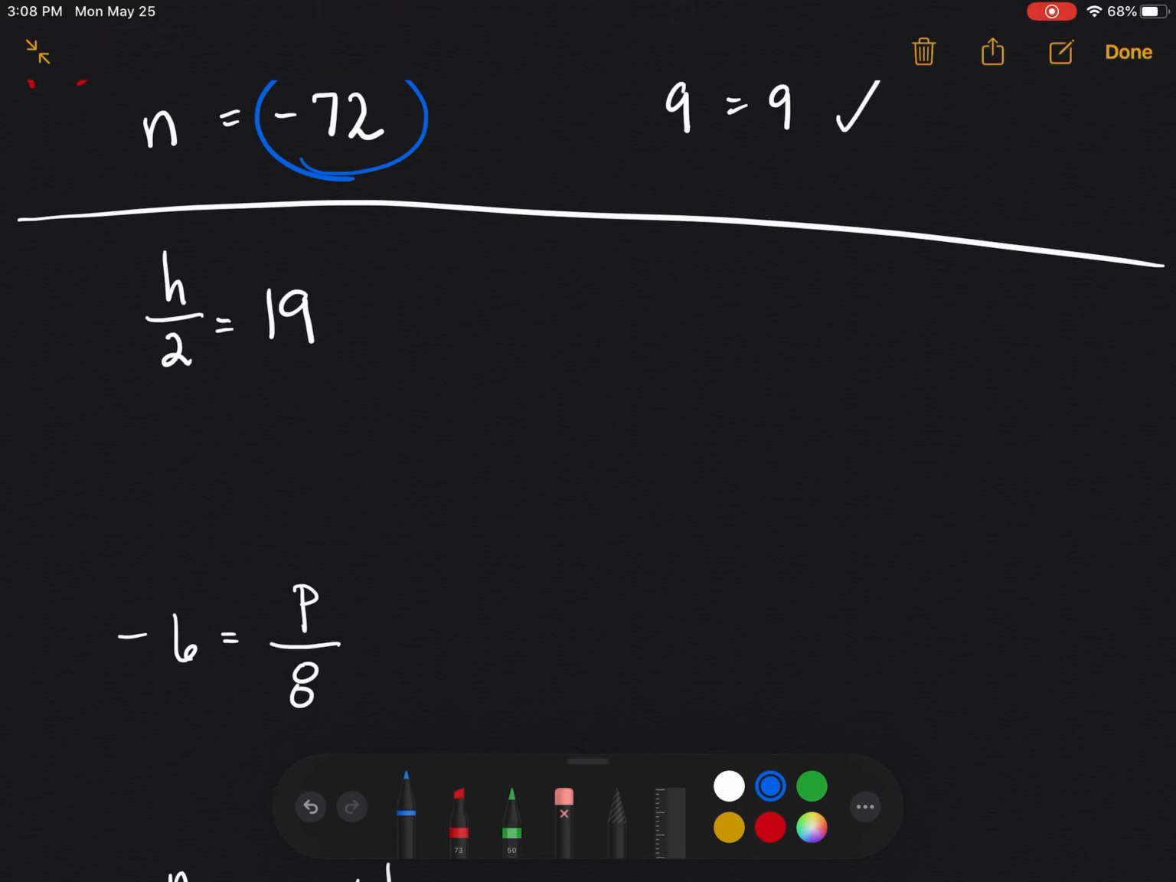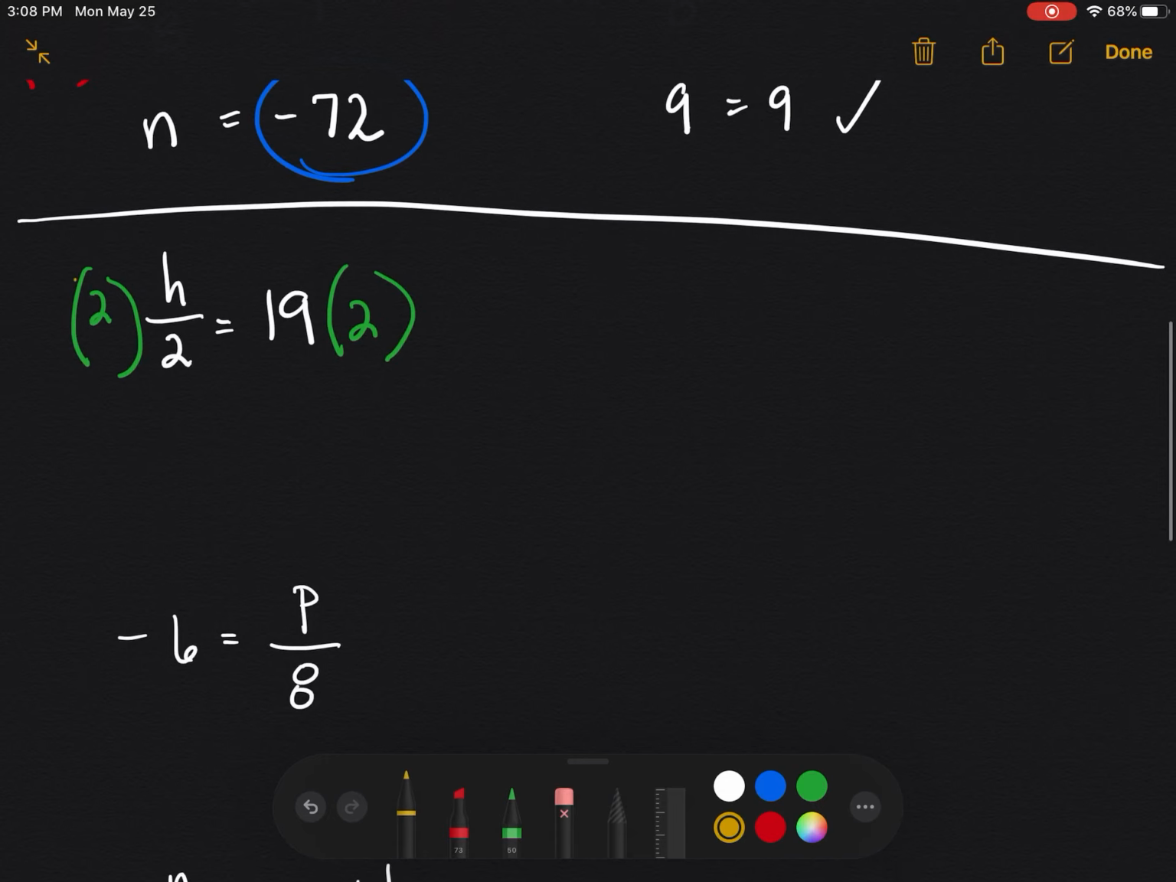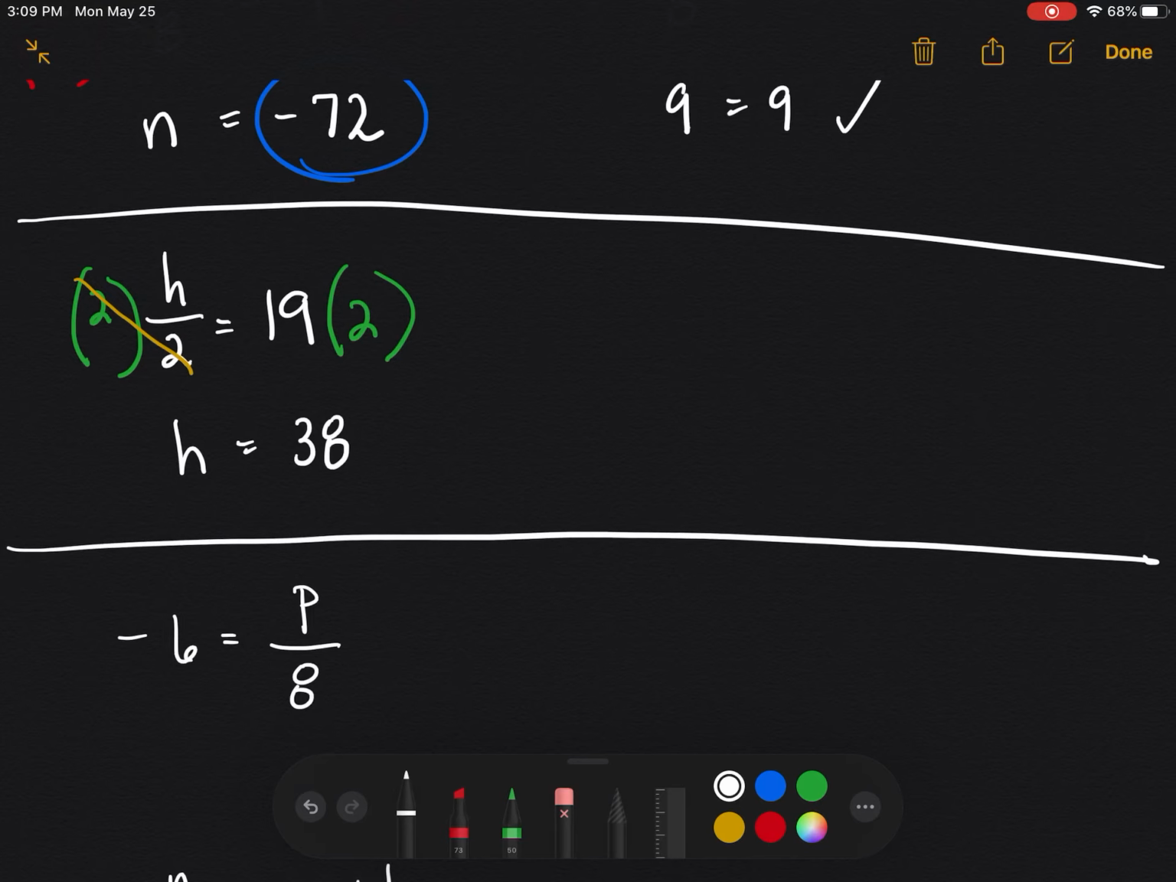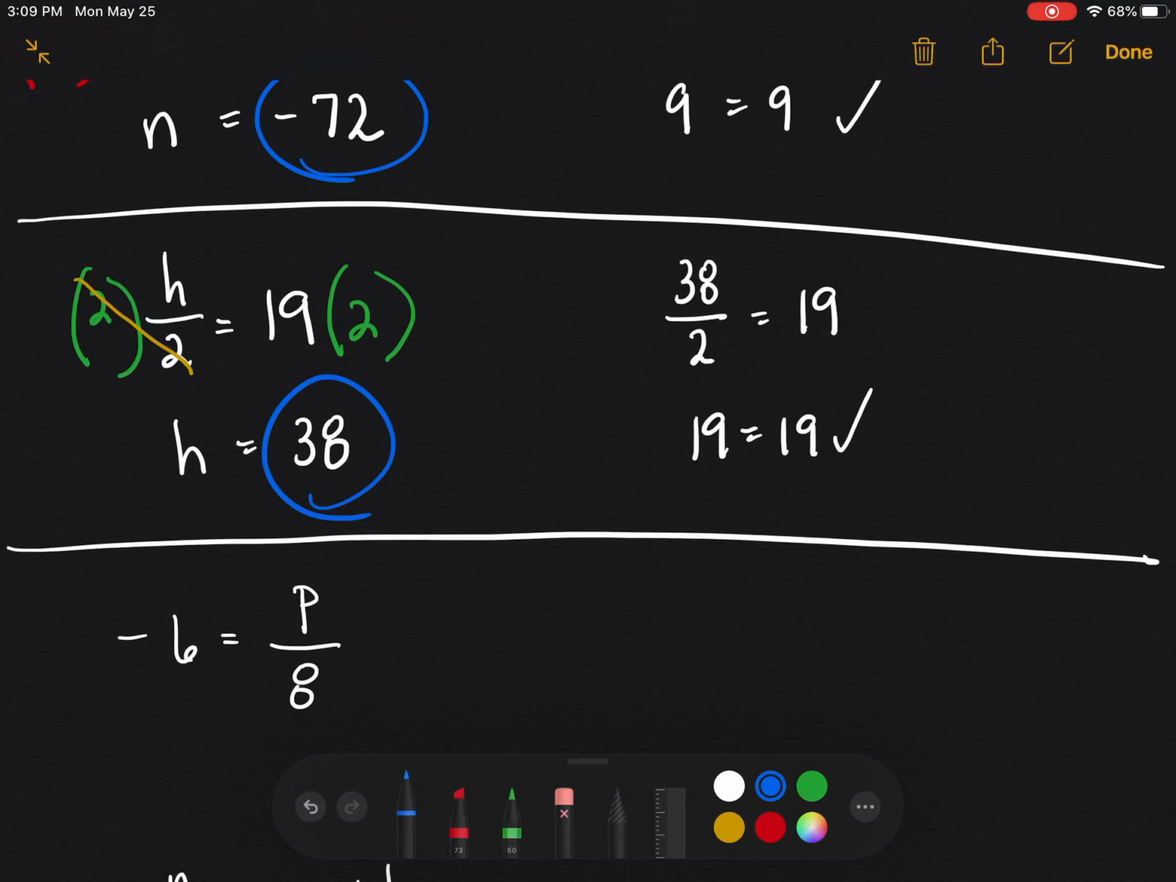What's happening to H? It's being divided by 2. Multiply both sides by 2 to undo it. These cancel out because of cross-canceling when I multiply. And I am left with H equals 38. Come back over here and check it. 38 divided by 2 equals 19. 19 equals 19, and therefore 38 is my answer.